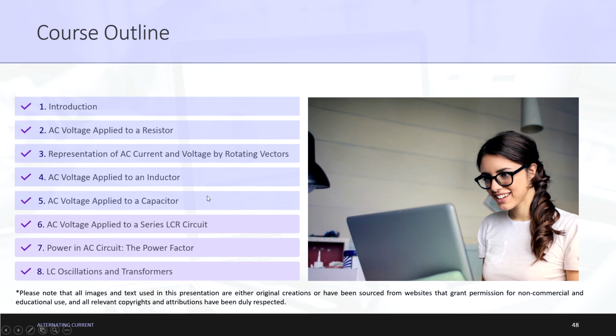Let us try to understand that and then we can move on to the next subtopic, the understanding of power factor. That being said, this is lecture 4 part 2 of alternating current. I am Sameer Lavankar. Let us begin our discussion.